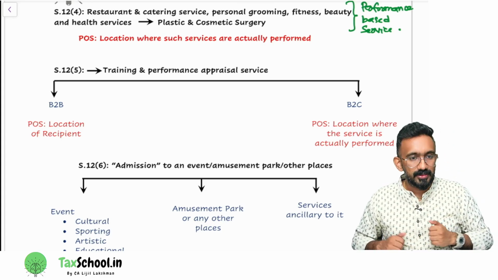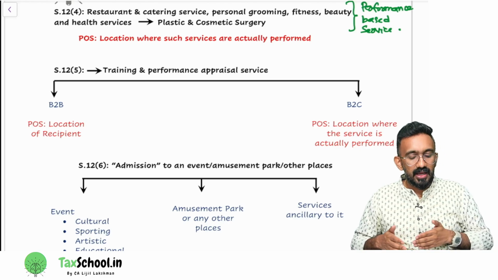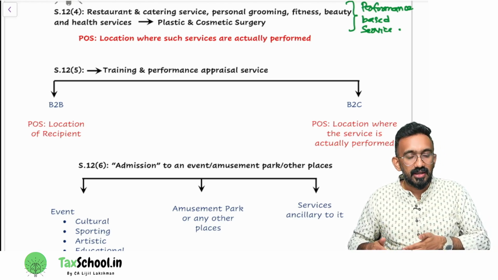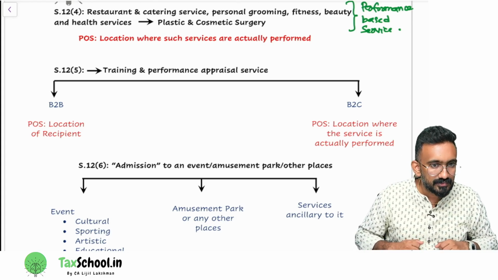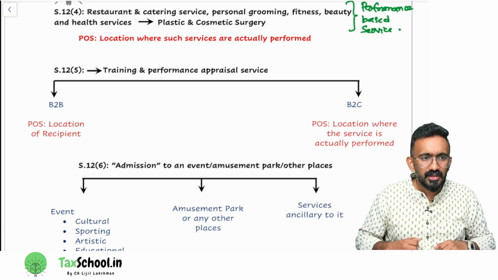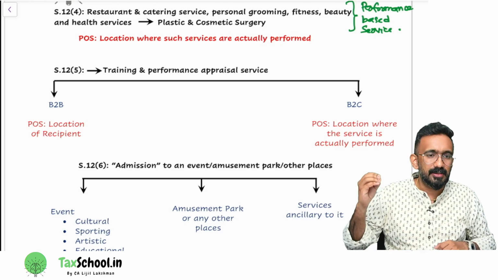Where it is performed. That is why when I go and have food from Geetham Hotel in Chennai, the place of supply would be Geetham Hotel's location. That's where I'm having the food from. Understood? The location where it is actually performed.